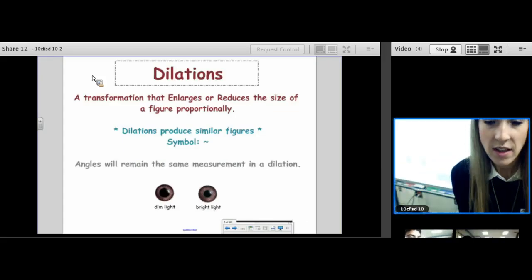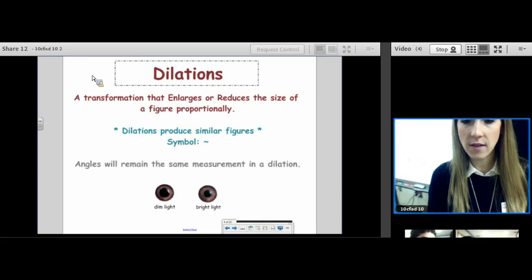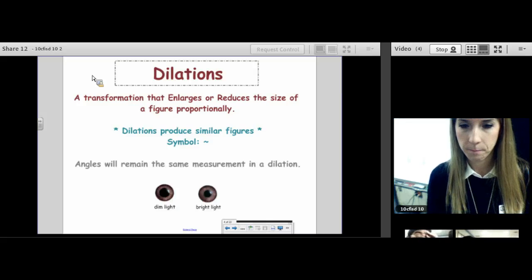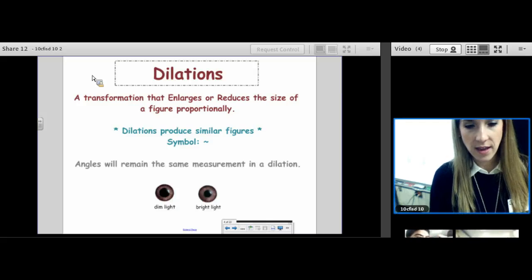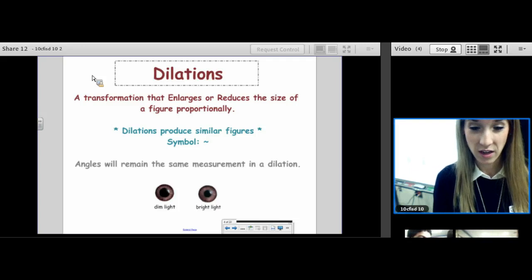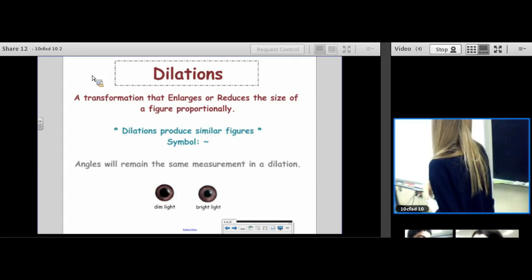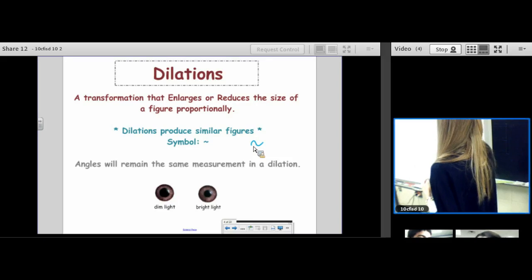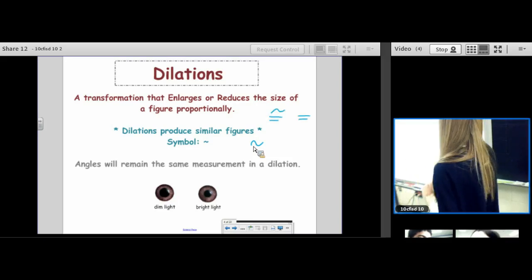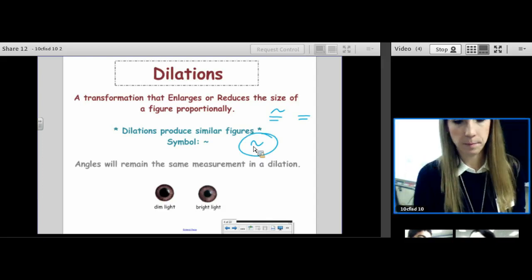A dilation is a transformation that enlarges or reduces the size of a figure proportionally. Proportionally is very important. When you dilate a figure, you get a similar figure. And the symbol for similar is a squiggly. So this symbol is congruent, this symbol is equal, and this symbol is similar. So you got congruent, equal, similar.